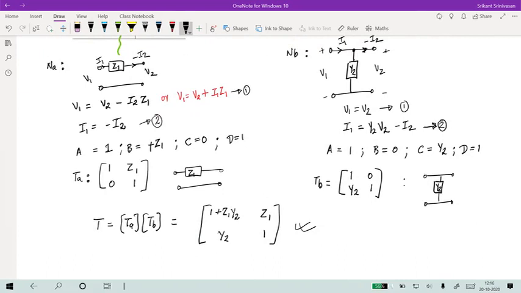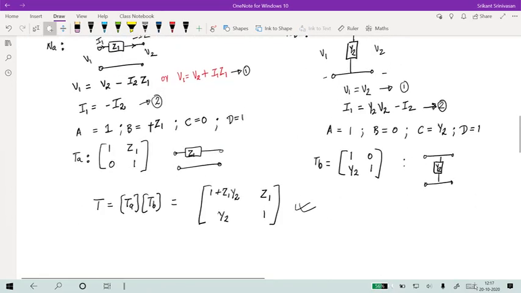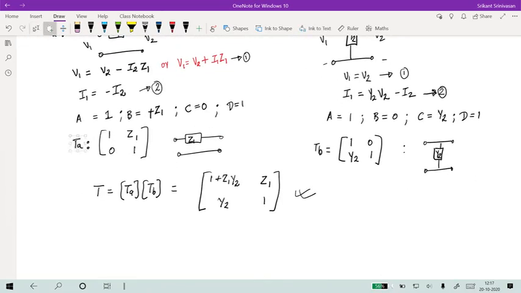So we wanted to find the transmission matrix of this block, and we split it into two matrices. The first one was Z1 and the second is Y2. We found the individual matrices TA and TB, and then we multiplied them to get the answer.